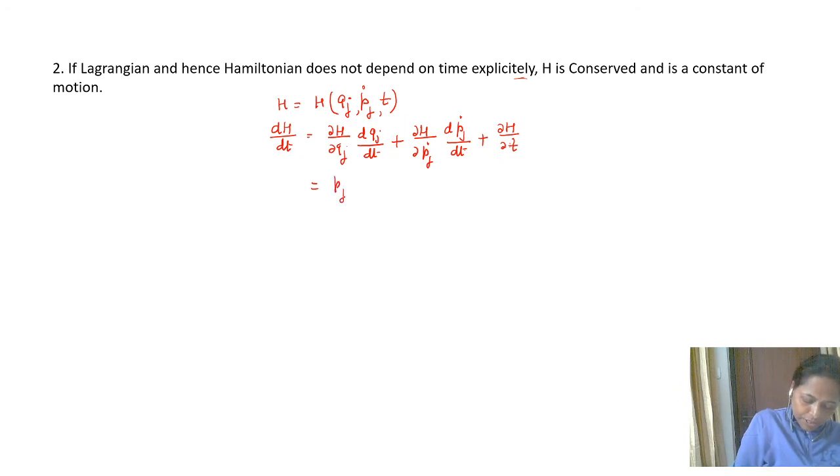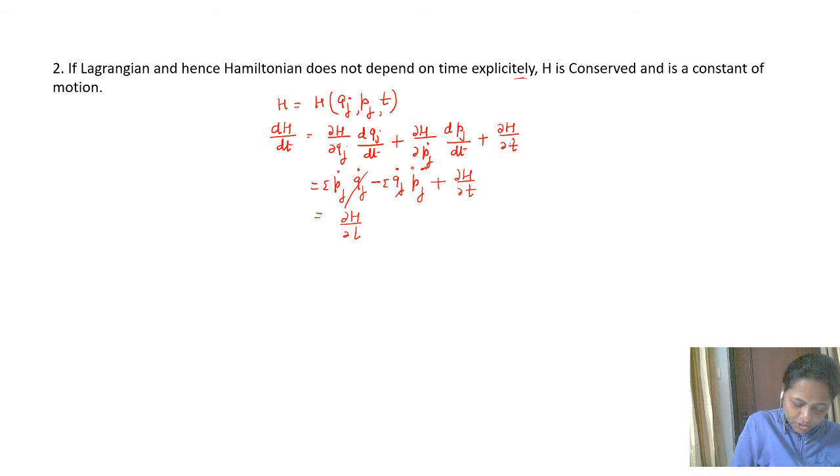It is Pj dot, and this may be written as Qj dot. What is delta H by delta Pj dot? This was Qj dot. Here it will not be dot. E dot. Qj dot, and this is Pj dot plus delta H by delta T. So these two are cancelled and you are left with delta H by delta T.